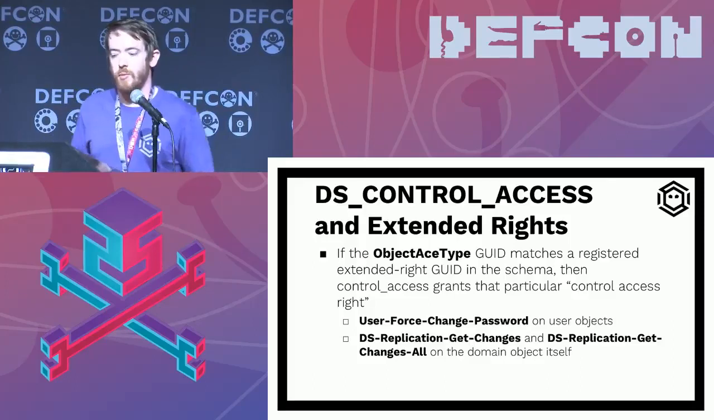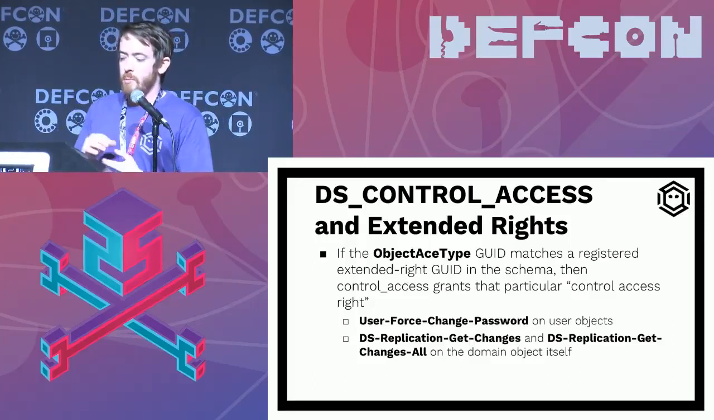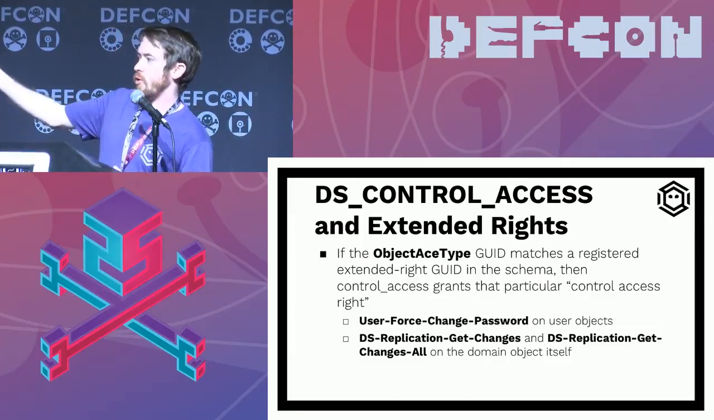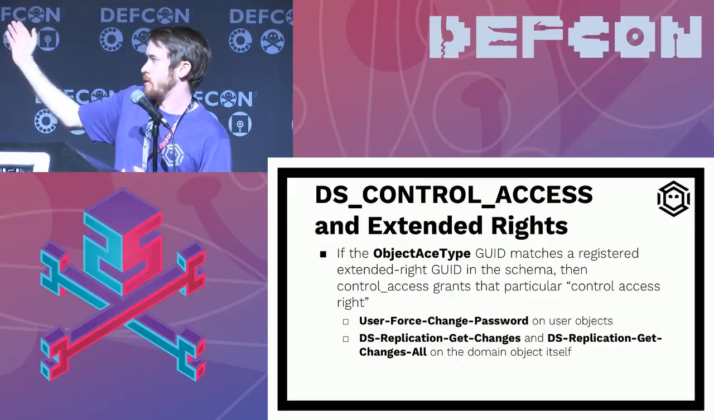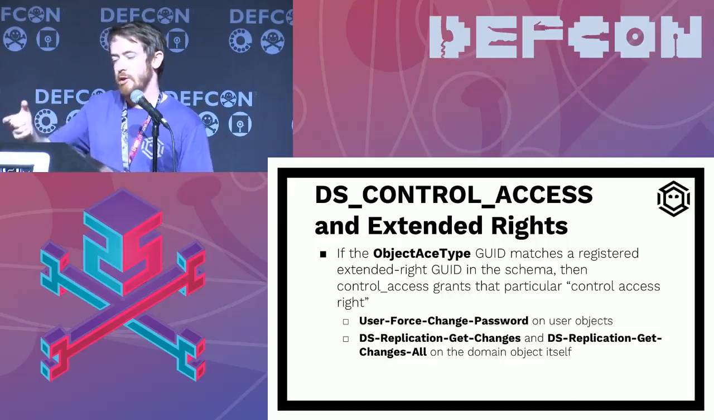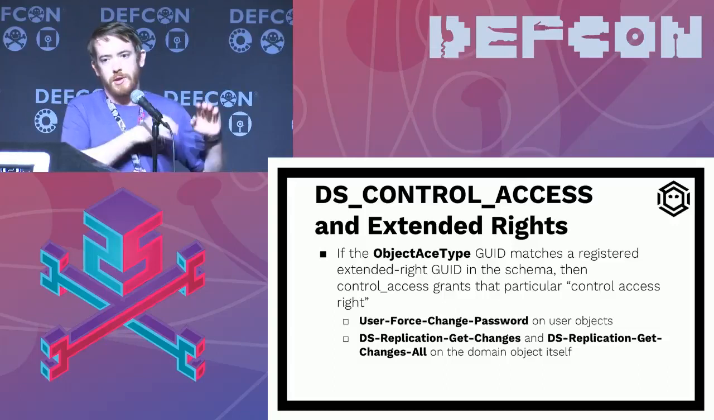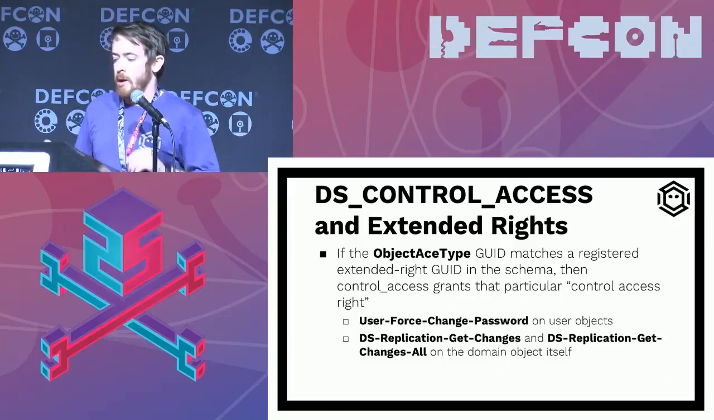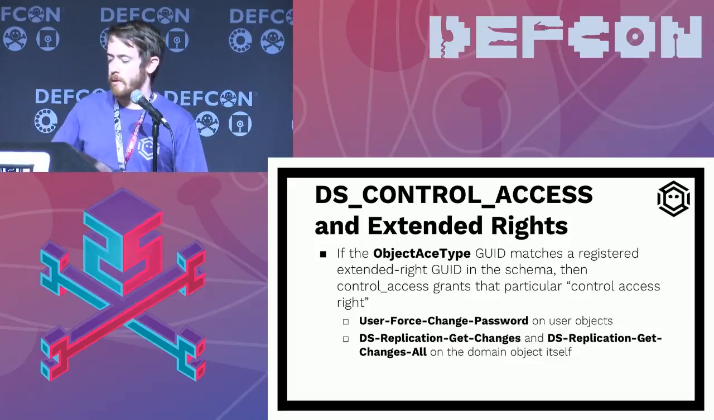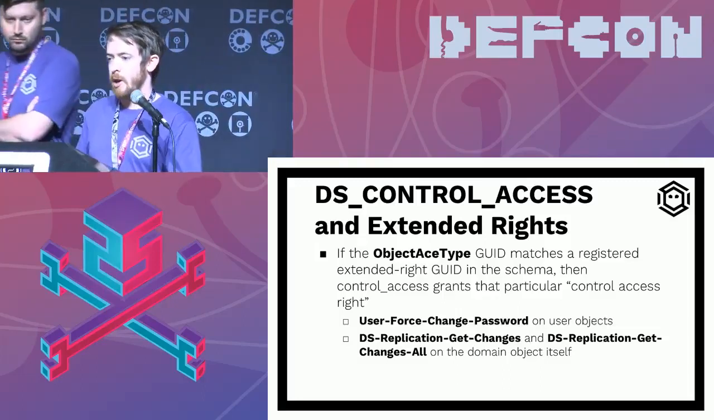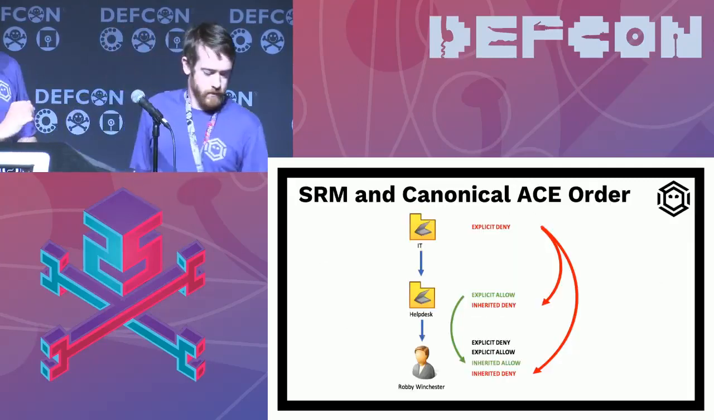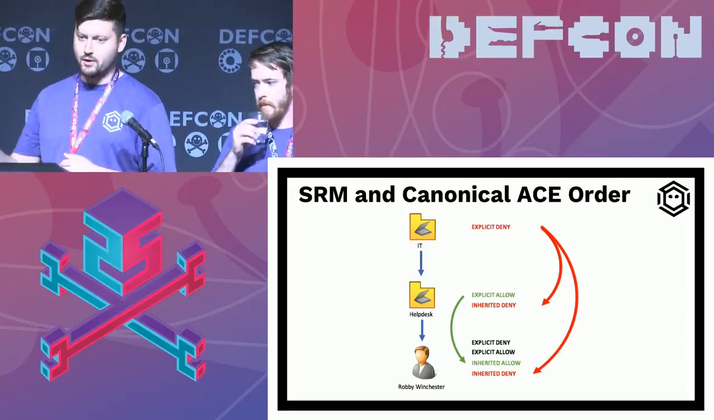The second way is extended rights. If the object ACE type GUID matches an extended right registered in the forest schema, say User-Force-Change-Password, or DS-Replication-Get-Changes and Replication-Get-Changes-All, which are DCSync rights, and that GUID is resolved and actually points to a particular extended right, then flipping the DS control access will grant a control access right for it. So it's the way that extended rights are granted. And extended rights are just a way to, like I mentioned, extend the actual generic rights that are available in that 32-bit access mask.